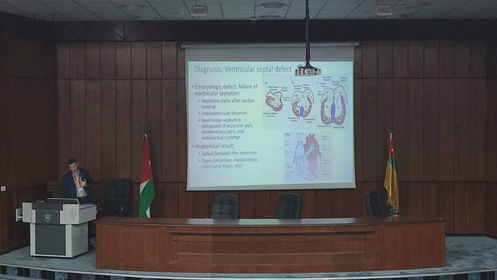This is a diagram of the heart. So you'll have 4 chambers: left atrium, right atrium, left and right ventricles, and a defect between the ventricles. This defect can be down here in the muscular septum or up there in the perimembranous septum.